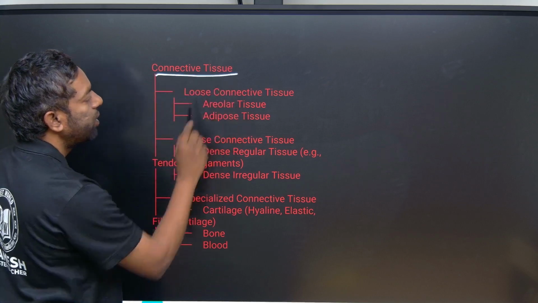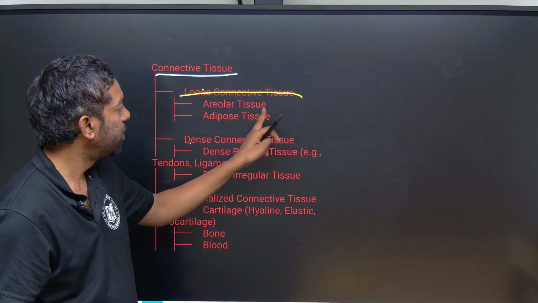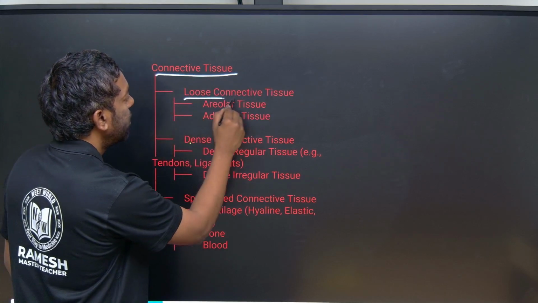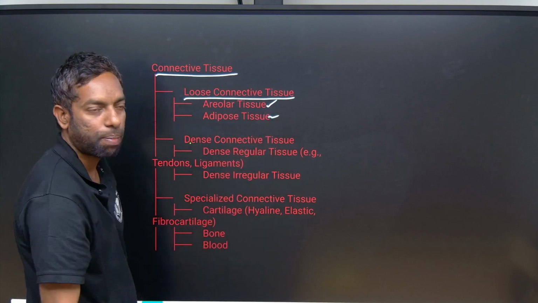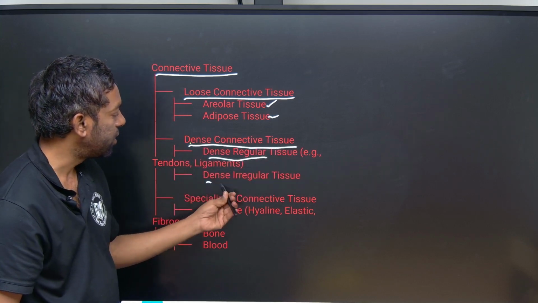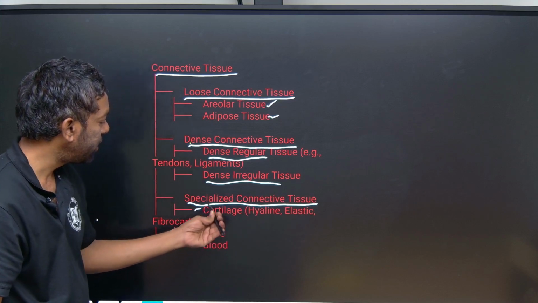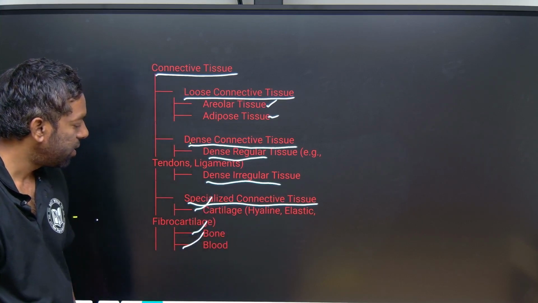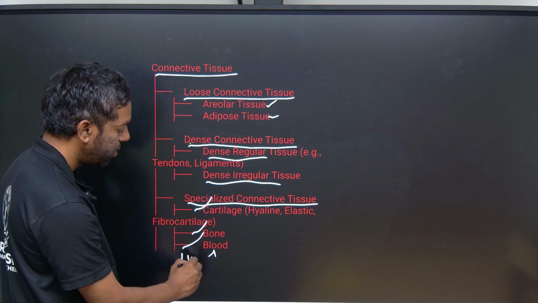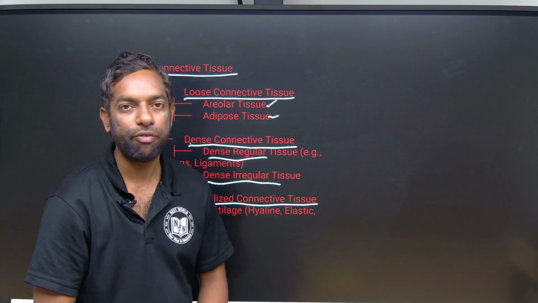So, connective tissue is loose connective tissue and dense connective tissue. Loose connective tissue has 2 types, areolar and adipose. Dense connective tissue has 2 types, dense regular and dense irregular. Specialized connective tissue has cartilage, bone and blood, and lymph also. Lymph comes under fluid, like blood. This is a brief introduction about connective tissue.